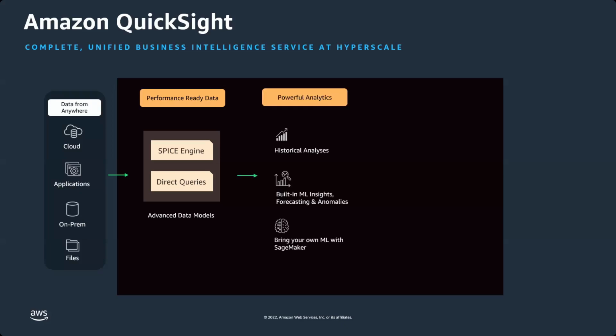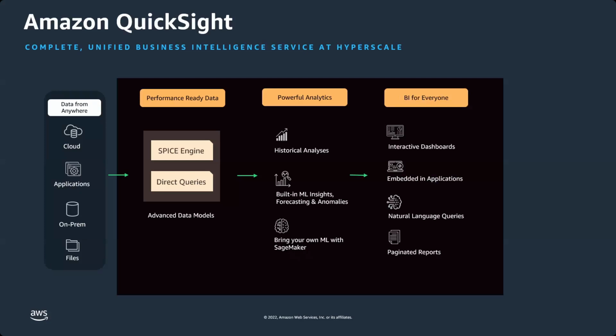QuickSight's analytics layer enables historical analysis and automated built-in machine learning insights that come out of the box. You can leverage our forecasting and anomaly detection capabilities within QuickSight. And you can also bring your own model, create it in SageMaker, which is our machine learning service, and integrate with QuickSight. Once you get the models, you can do any analysis or trending on top of that. It's all intuitive, easy-to-use, UI-based workflows.